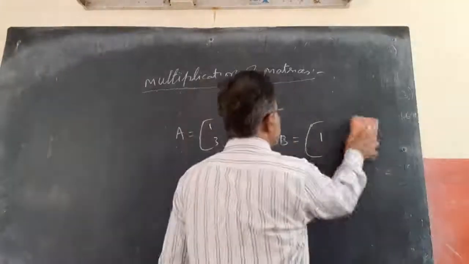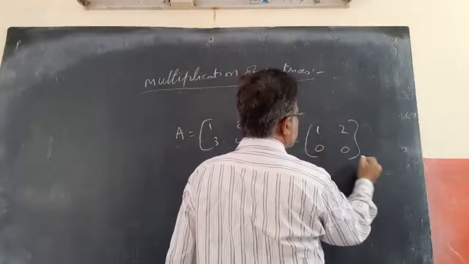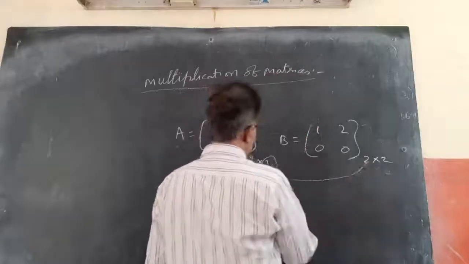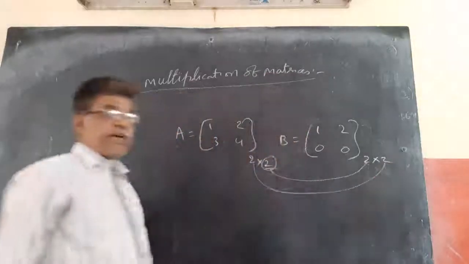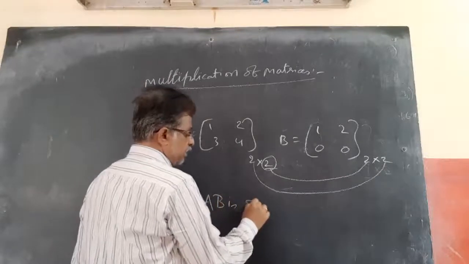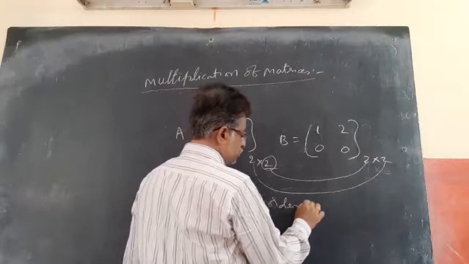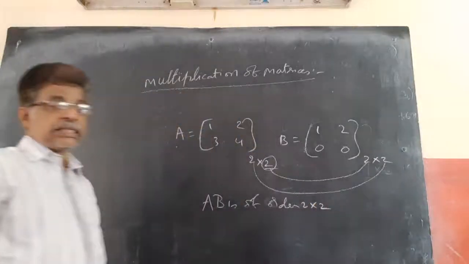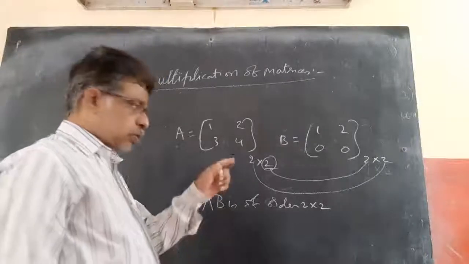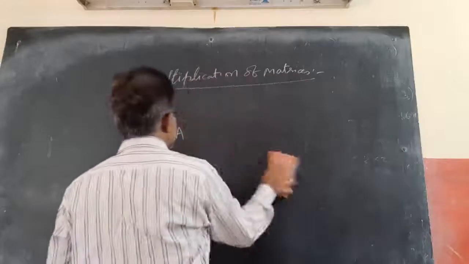Like this, if B is 1, 2, 0, 0, whatever, 2 by 2 again, now multiplication is possible and AB is of order 2 by 2. Like this, we can take examples for matrix multiplication possibility. Then how to do the matrix multiplication?